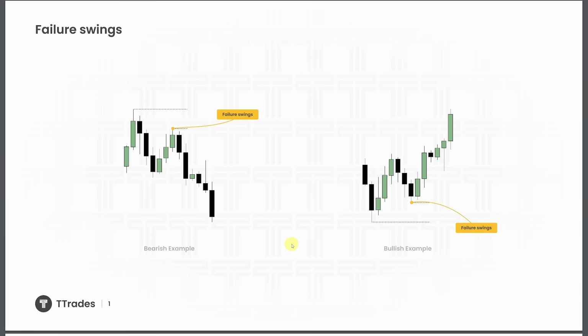So to understand the differences between high resistance and low resistance liquidity, you have to understand what a failure swing is. A failure swing is when we have a swing high, and then we make a lower high relative to that before reversing. So this high never got swept before the reversal. And similarly over here, we make a low with a higher low. This low was never swept prior to the reversal.